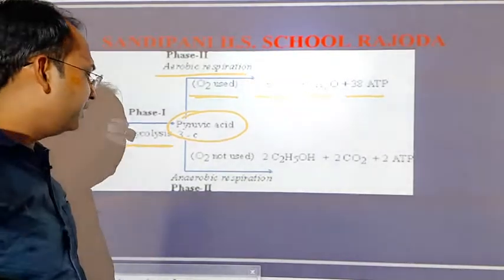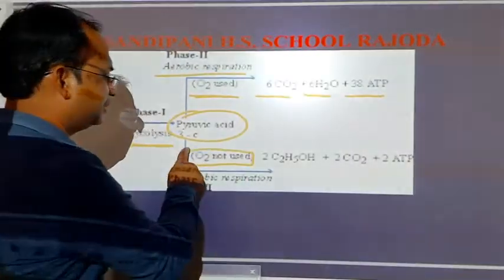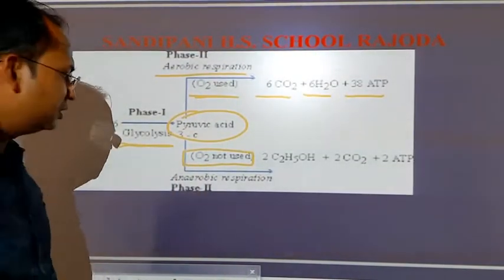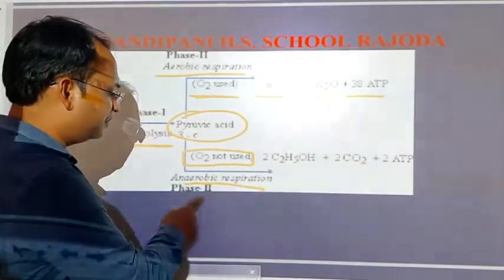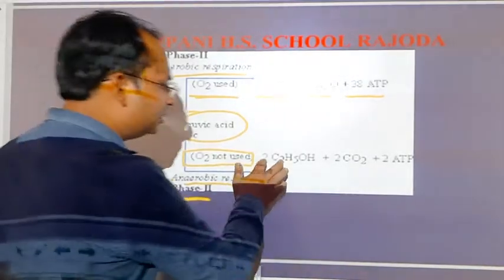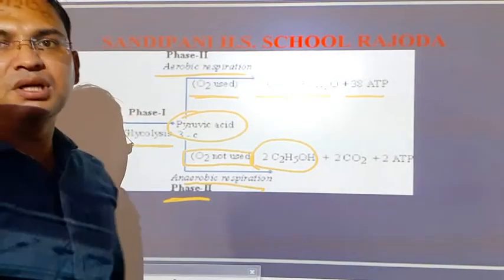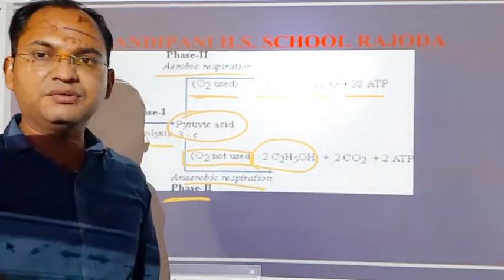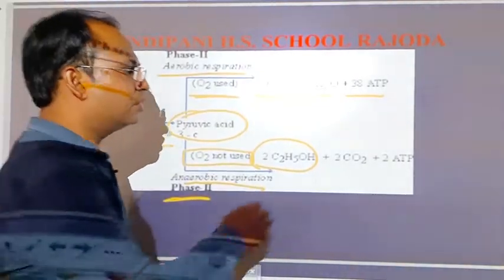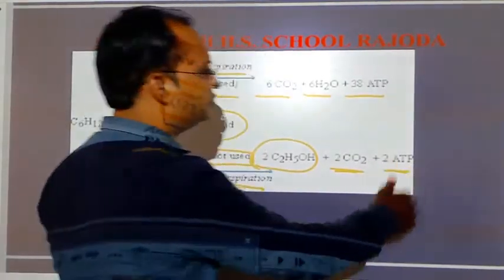But students, whenever O2 is not used, then we call it anaerobic respiration. This is our phase second. In anaerobic respiration, ethanol, or we call it ethyl alcohol, that is C2H5OH, is produced along with the production of 2 molecules of carbon dioxide and 2 molecules of ATP.